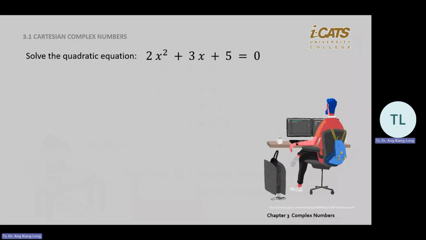Okay, next question. This one you need to use the minus b formula.